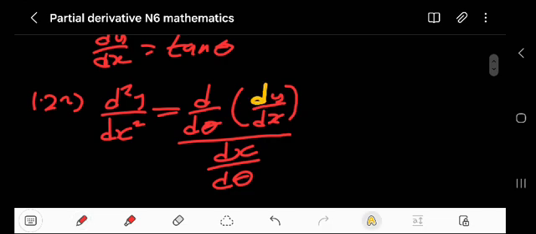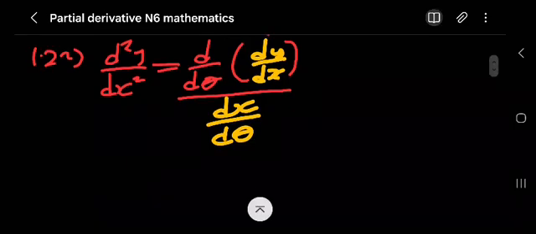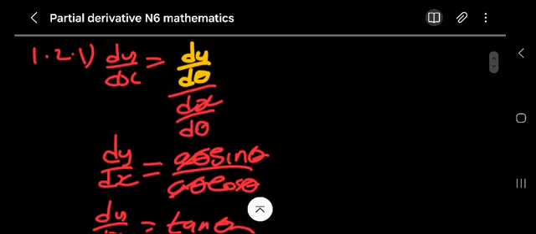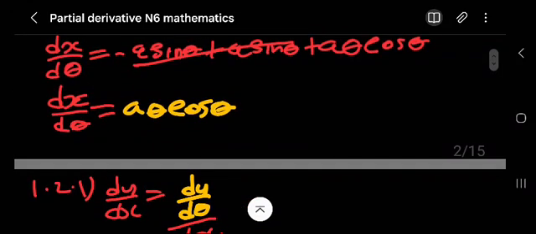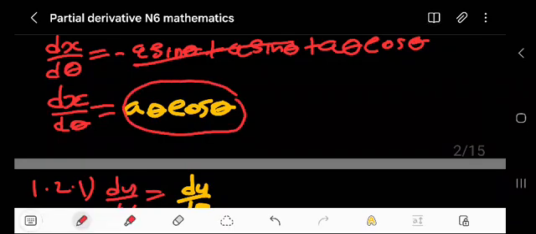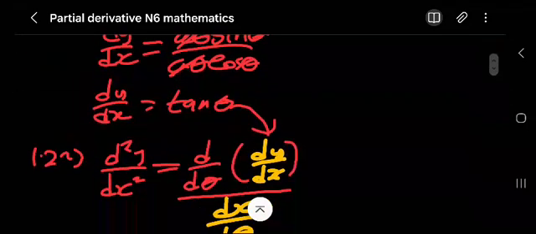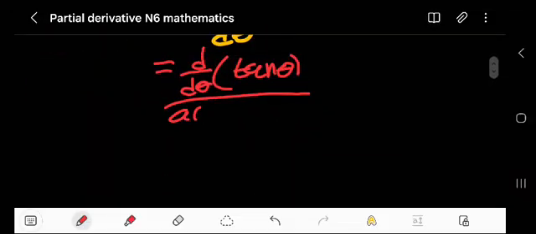Remember, you got this, we have this, we also have this. Actually, as you can see, this is tan. Here we will substitute tan theta. So let us substitute. This will be equal to d over d theta of tan theta all over dx over d theta, where dx over d theta, as you can see, is simply a theta multiplied by cos theta.